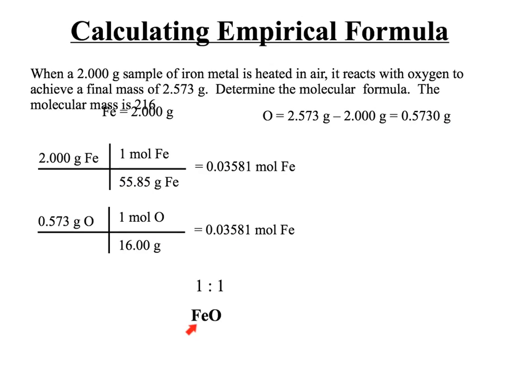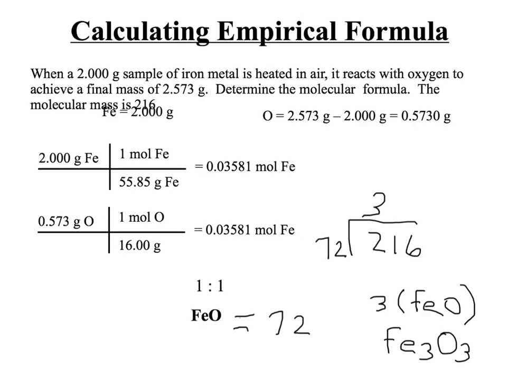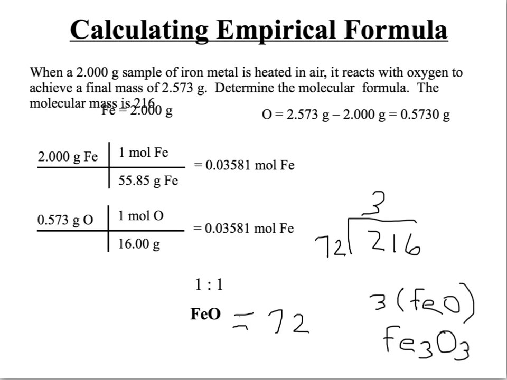Now the next thing we would do is find the mass of FeO. The molecular mass of FeO is going to be 72. We take the molecular mass of 216, we divide it by our empirical mass of 72, we get 3. We take this 3 and we now multiply it times our empirical formula, resulting in our answer of Fe3O3.